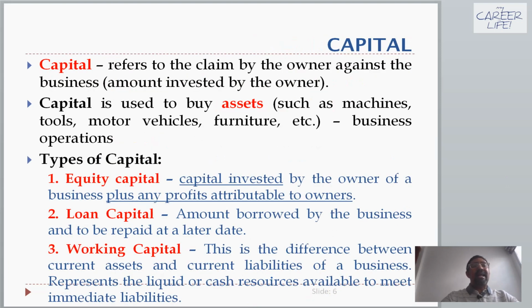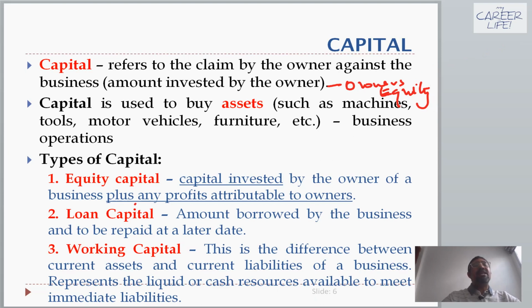We have looked at what assets are and what liabilities are. Now let us look at capital. Capital here refers to the claim by the owner against the business. That means any amount of money invested by the owner into the business, then this is referred to as capital. It may also refer to what we call owner's equity. Capital is used to buy assets such as machines, tools, equipments, all these for purposes of business operations.